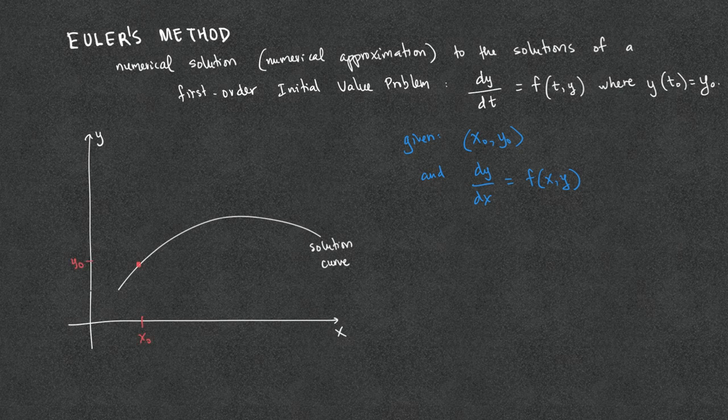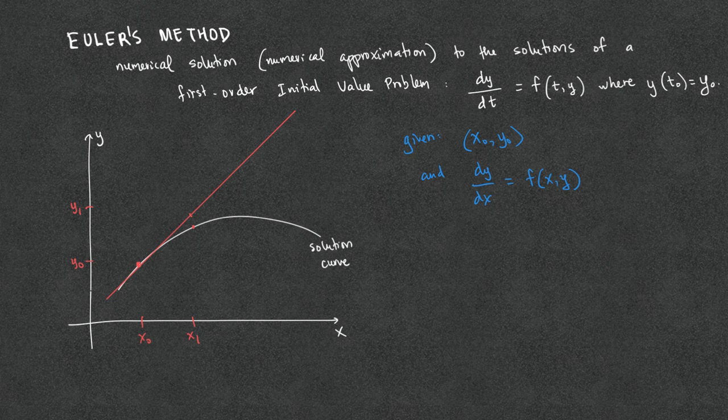So we start with the point (x0, y0), and using the derivative, which is the slope, we draw the tangent line at this point. We then pick another x value, x1, and we use the equation of the tangent line to estimate y1. But this is an estimate.